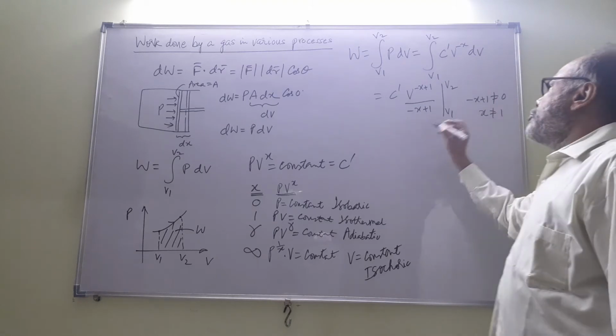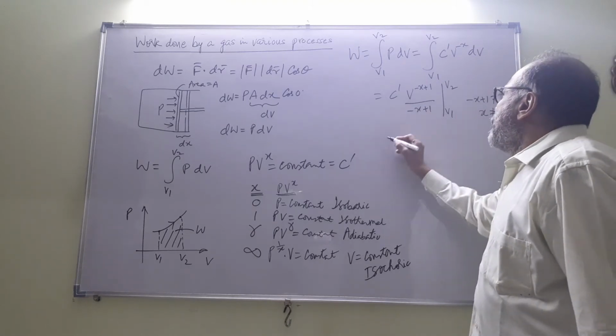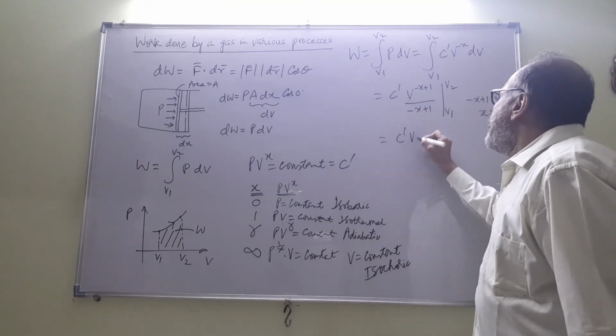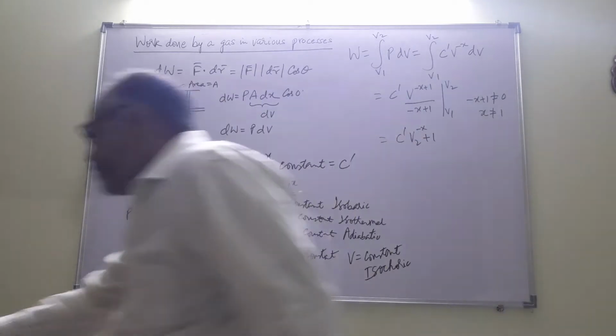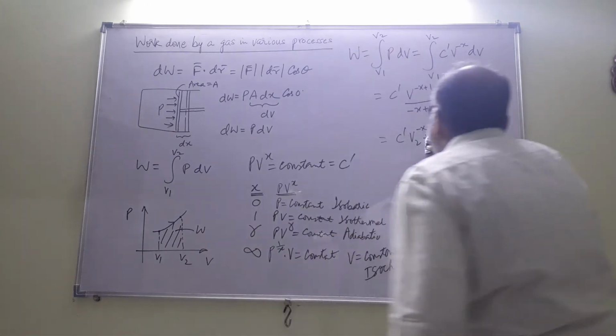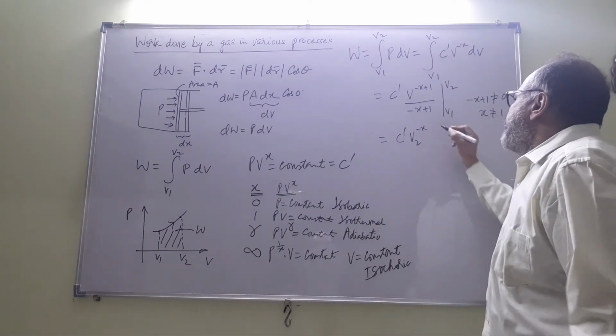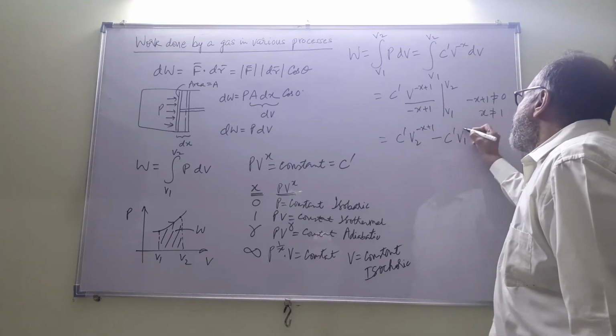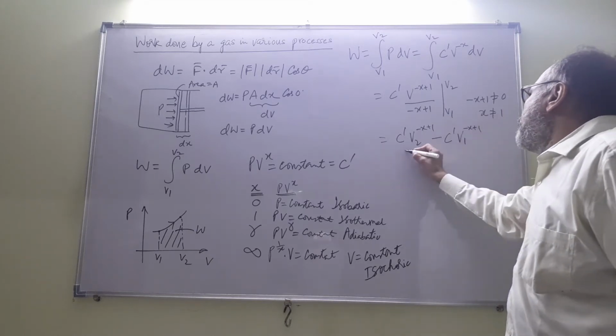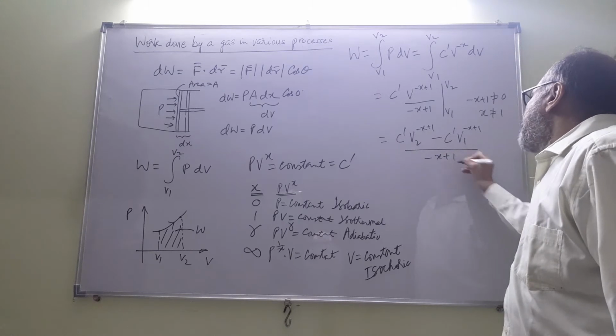So this would now be C dash V2 raised to minus X plus 1 by minus X plus 1, minus C dash V1 raised to minus X plus 1 by minus X plus 1.